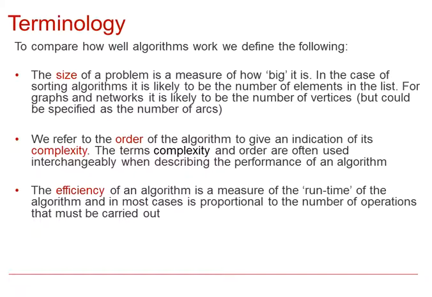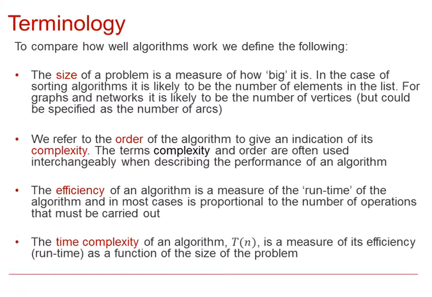The efficiency of an algorithm is a measure of the runtime of the algorithm, and in most cases is proportional to the number of operations that must be carried out. And the time complexity of an algorithm, denoted as T of n, is a measure of its efficiency or runtime as a function of the size of a problem.